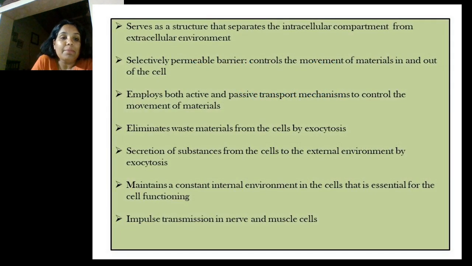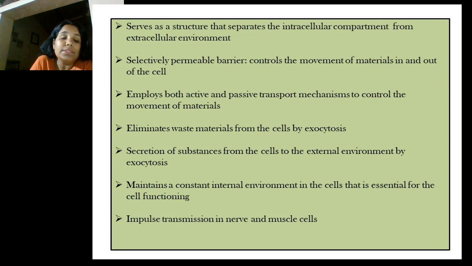So when we discuss the functions of plasma membrane, we can see that it is more than a physical barrier that separates the internal and external cellular environment. It performs several other important functions that are essential for the survival of the cell. One such function of plasma membrane is the regulation of material transport in and out of the cell. We have seen that this plasma membrane is a selectively permeable barrier.